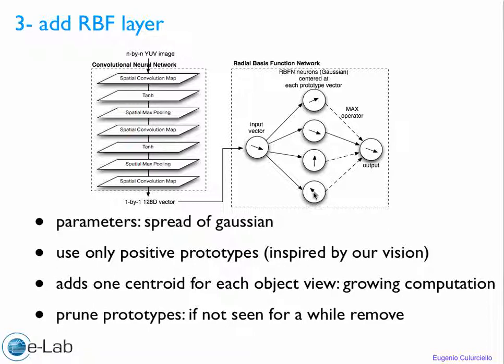Now, if the number of views becomes really high, then you have a growing computation because this last layer becomes bigger and bigger as you add prototypes. That might slow down your performance if you have too many objects and too many prototypes. So you really have to prune them. If you haven't seen a prototype for a while, for example, if the face has been to the side for many frames, then you might want to eliminate the front face, and maybe you should be able to recreate it again later. The idea is really to track the last seen object, or the last few seen objects, and not the very far past.